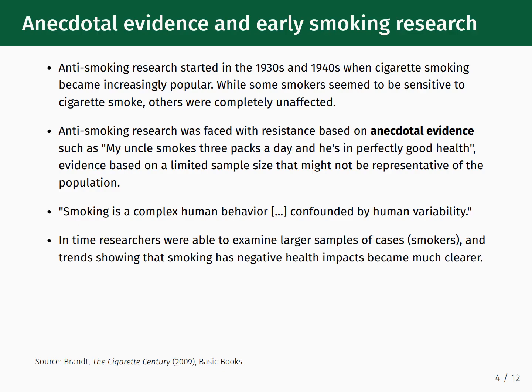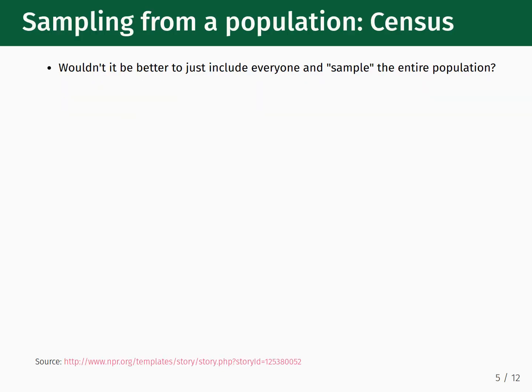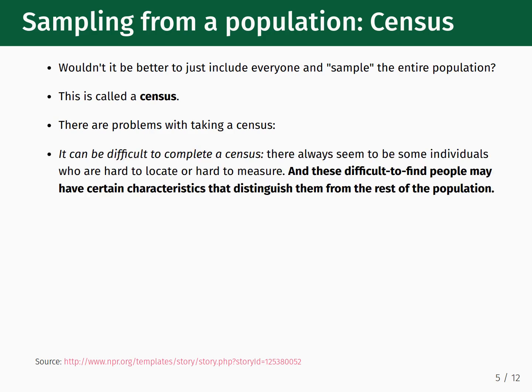Wouldn't it just be better to gather observations for the entire population and avoid all these pitfalls? Let's consider it. Doing this is called taking a census, and while it sounds appealing, there are problems with doing this. In practice, it is difficult to complete a census, as there always seem to be some individuals that are hard to locate or measure, and these difficult to find people may have certain characteristics that distinguish them from the rest of the population, meaning you can't ignore them.